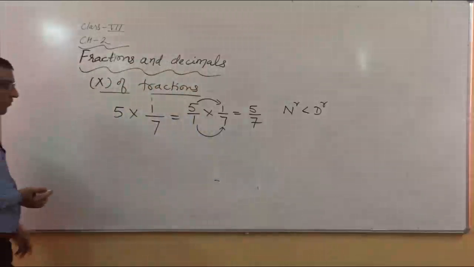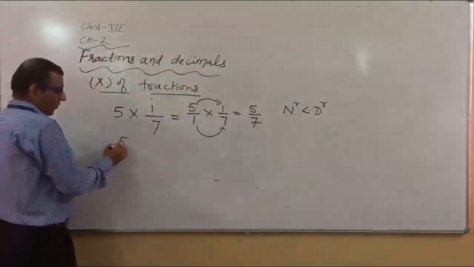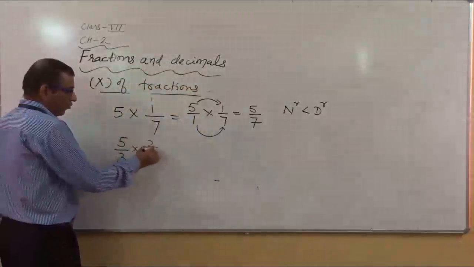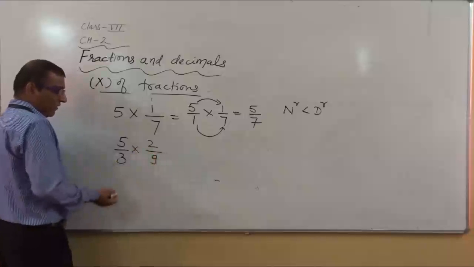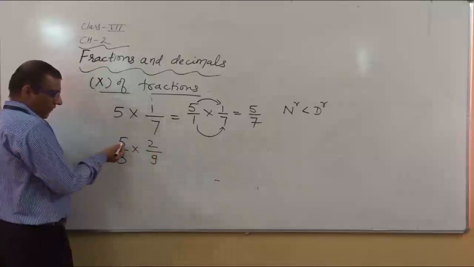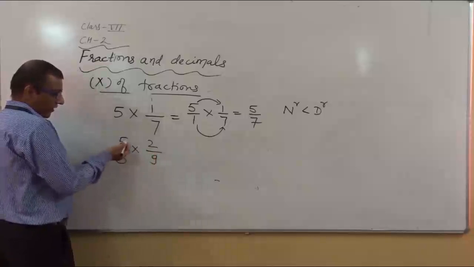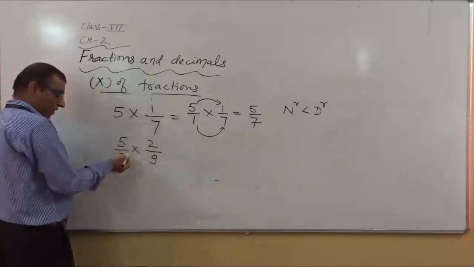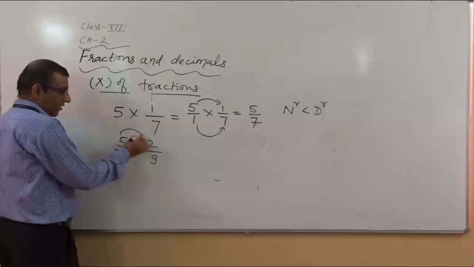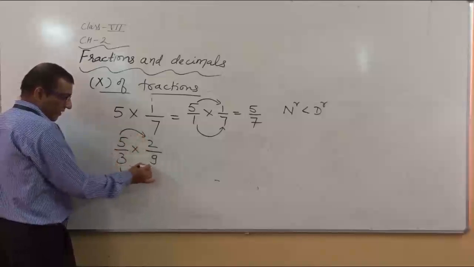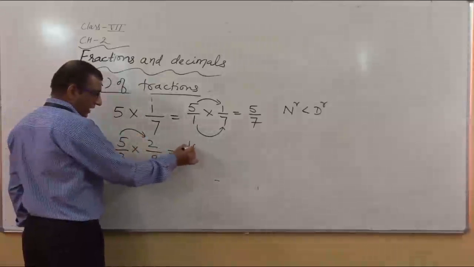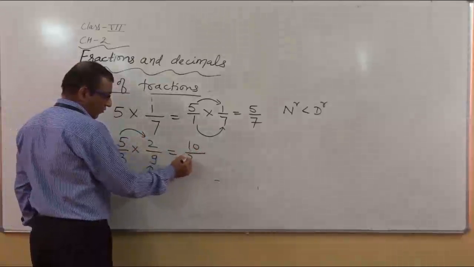So now we will take some more examples. 5 upon 3 multiplied by 2 upon 9. So how can we multiply? If you see, 5 is not cancelled with 3, 5 is not cancelled with 9, same for 2, it is not cancelled with 3 and 9. So what will we do? Numerator multiplied by numerator and denominator multiplied by denominator. So 5 times 2 is 10 and 3 times 9 is 27.